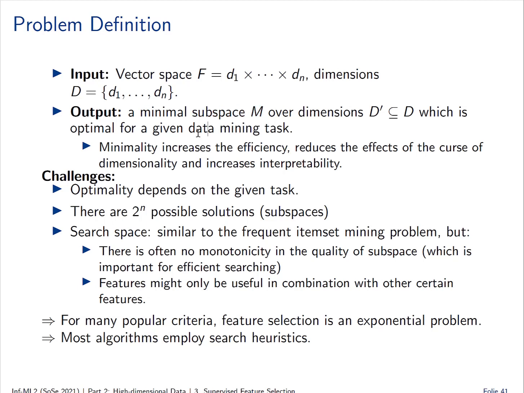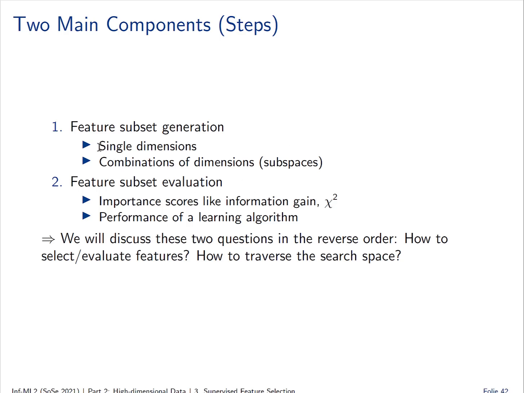We could try to pick by chance the best one, but of course we want to search for this perfect subspace M. So one task in the whole thing is how to actually generate candidates for the optimal one. We could look at single dimensions, and of course we should look at combinations of single dimensions, which are subsets in that case.